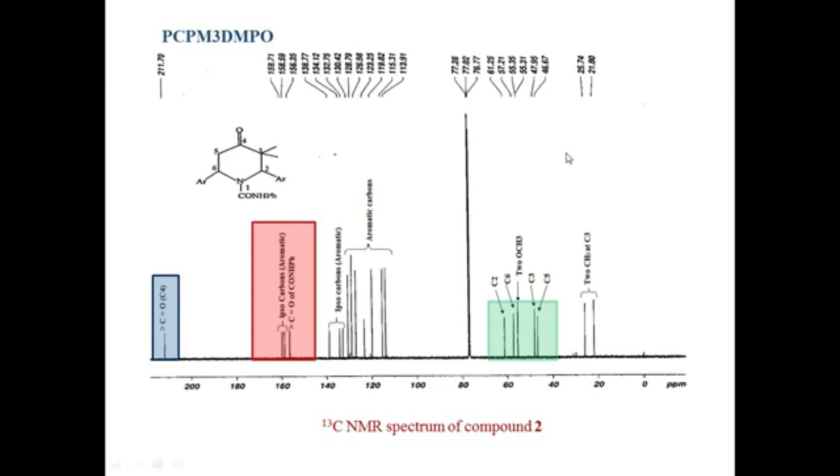Here there are two methyl groups, another one is C5, and some methoxy groups are there in the range of 40 to 60 ppm. Then the aromatic region is 122 to 140, and also 160 for a carbon double bond. And the keto group, C4, appears at more than 200. So I can easily find out my compound.